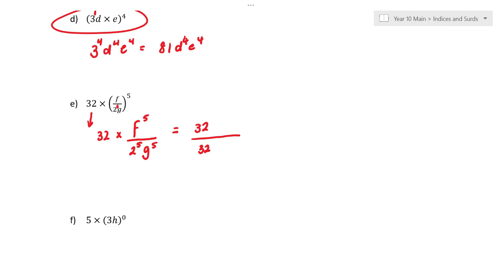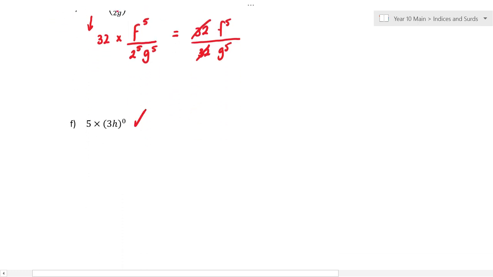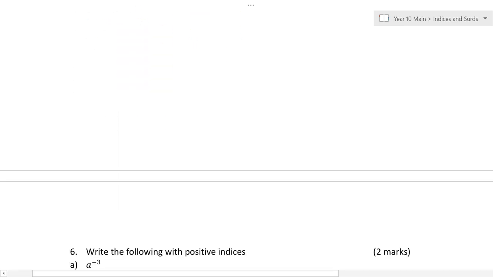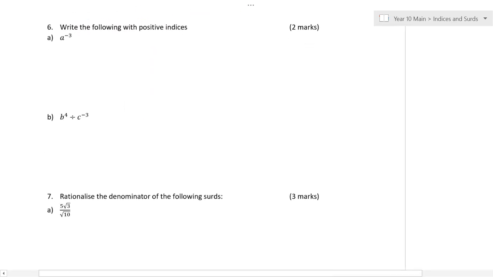Absolutely not. Okay, so that's 32, F5 over G5, and of course those 32s cancel out. So quite a few of you made that mistake. This one was done really well because anything to the power of 0 in brackets is 1, 5 times 1 is 5. So that one was done well. This one not so well.